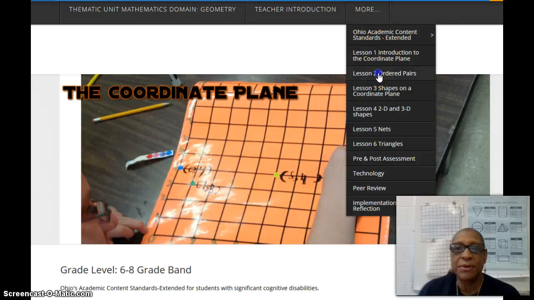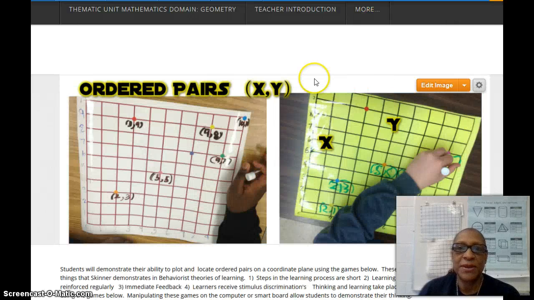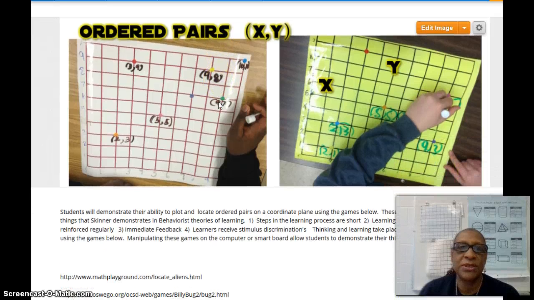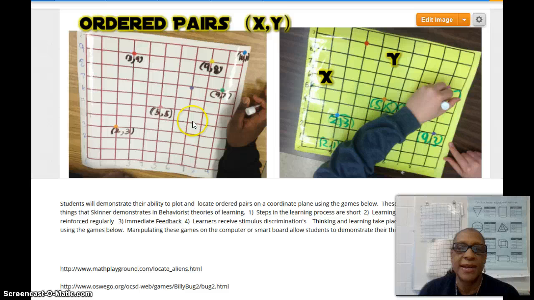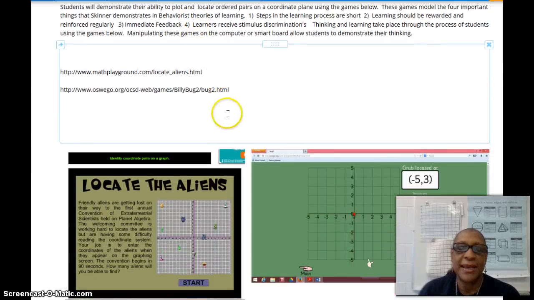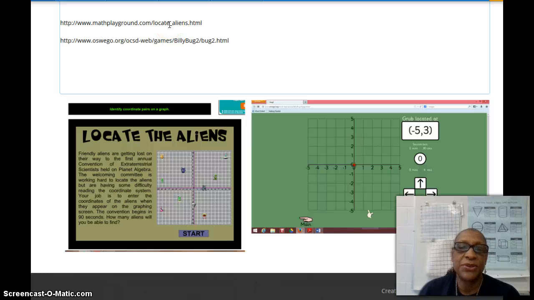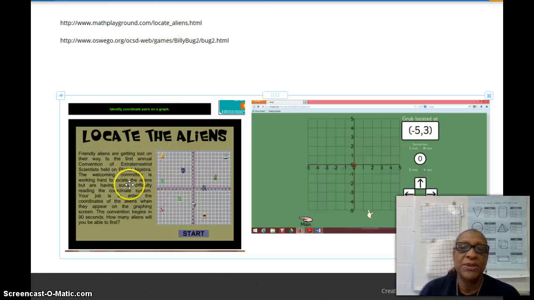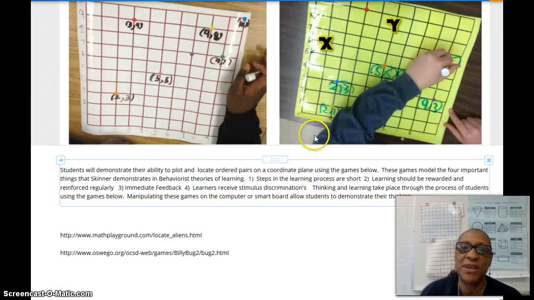Next lesson, ordered pairs. In the ordered pairs lesson, you'll again witness the students working with ordered pairs X and Y. Below I have a couple of websites with links that you will right click and open in a new window to see how they locate aliens at different ordered pairs, and on this one, feed the bug at different ordered pairs. The food is located here at the ordered pair -5 and 3. Once the student gets the bug here, they feed it and it moves to the next one.